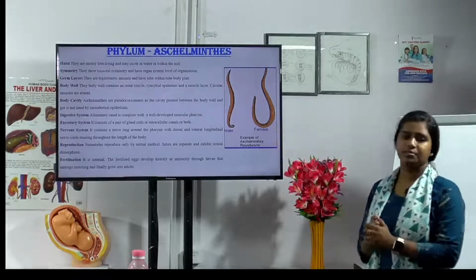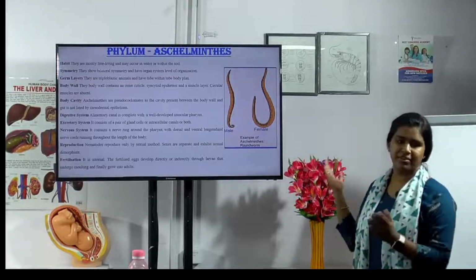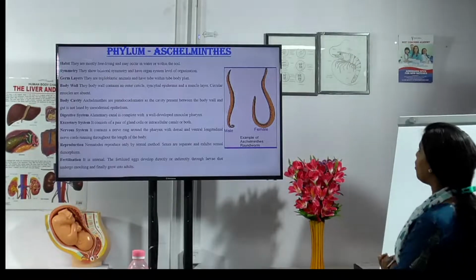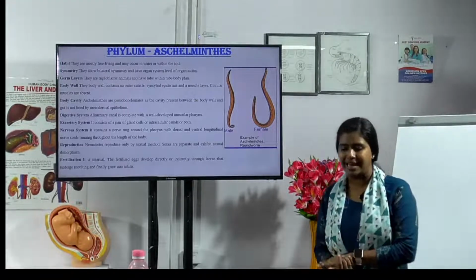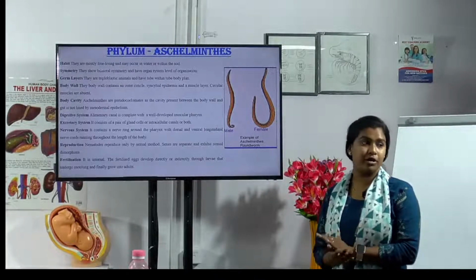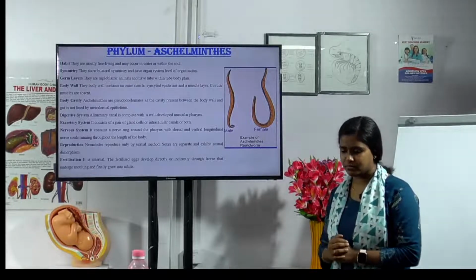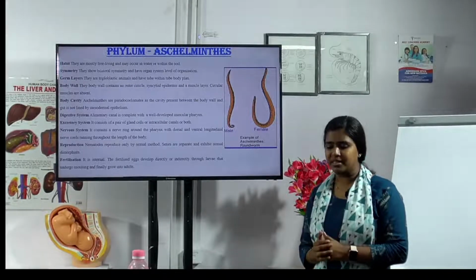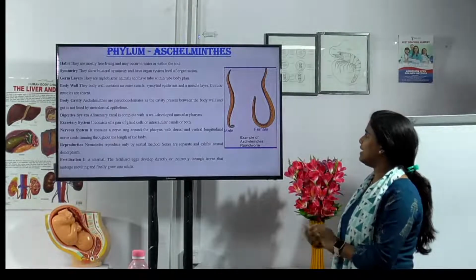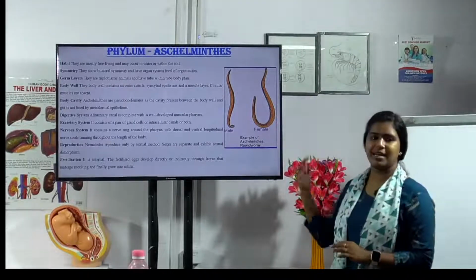Okay, next one. They are similar to the previous ones, but a bit more advanced maybe. They are free living and may occur in water or within the soil, and they are bilateral, and they have an organ system level of organization. So only organs are developed. Germ layers are triploblastic and have a tube within a tube body plan. The body wall contains an outer cuticle, a syncytial epidermis, and a muscular layer, and circular muscles are absent in them.